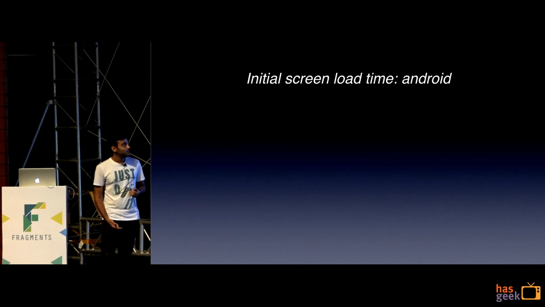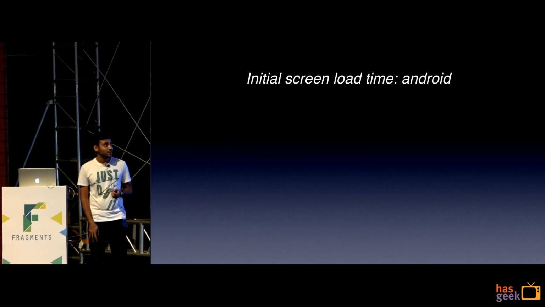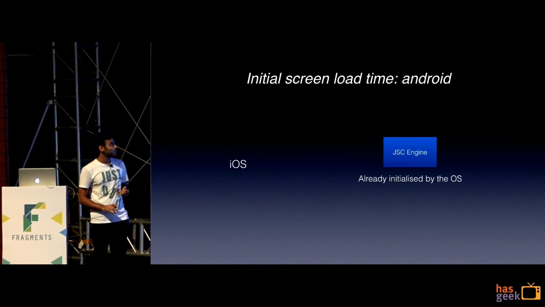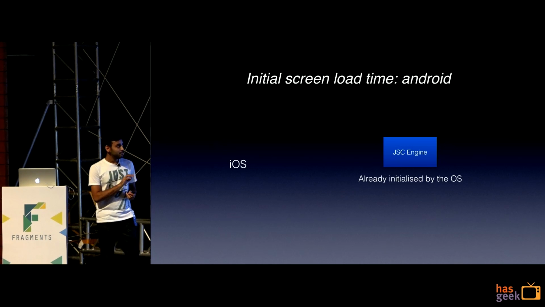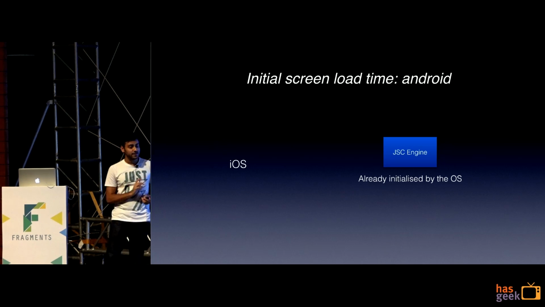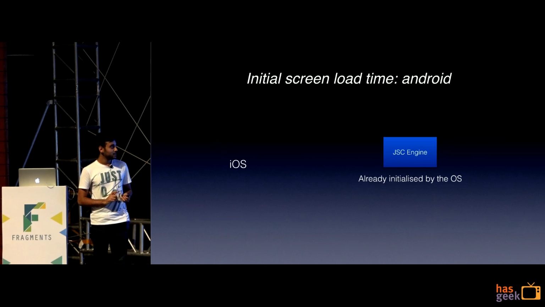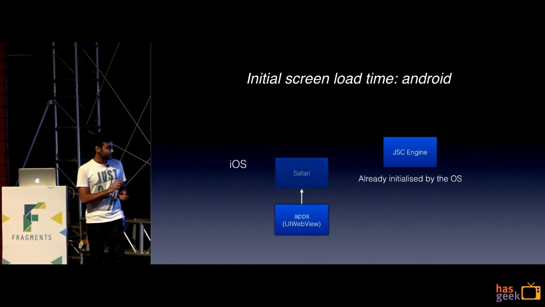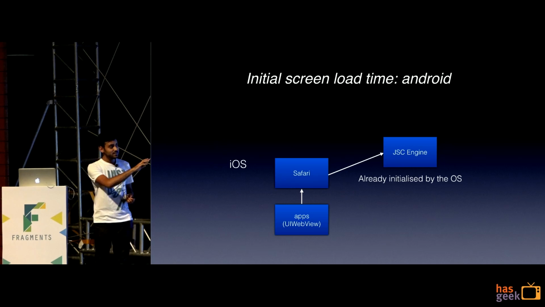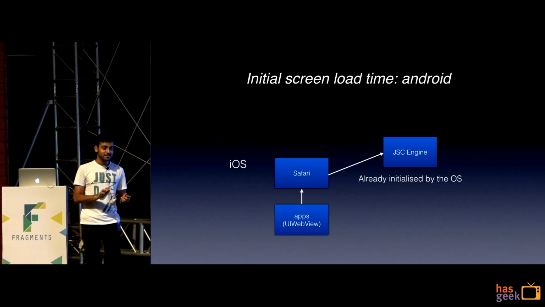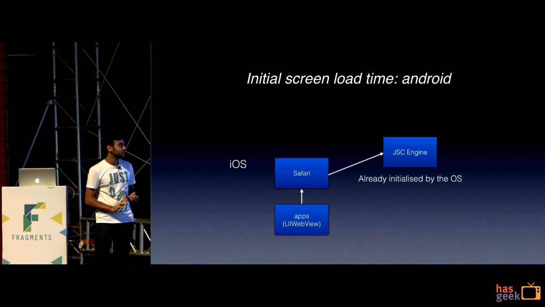Another problem was initial screen load time on Android. Again, I'll go through a brief history here. In iOS, all your JavaScript code is run in the JavaScript Core engine, which is already initialized by the operating system. Any web view that your apps use, UIWebView on iOS, internally uses Safari, and Safari runs your JavaScript in that JSC engine, which is initialized by the OS. So there is no initialization overhead involved.